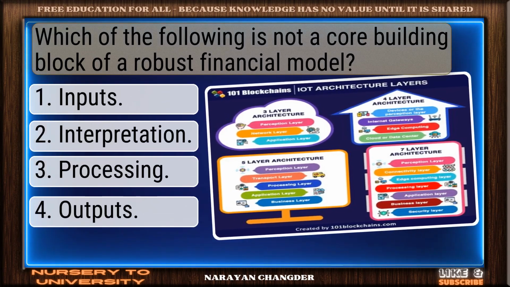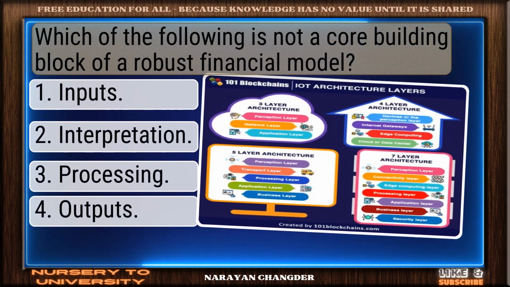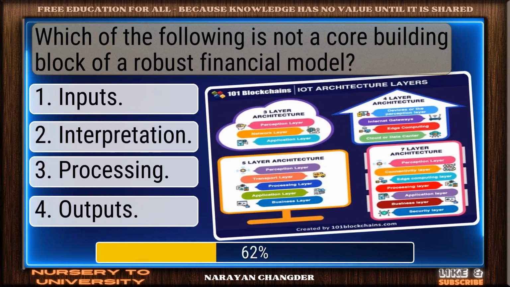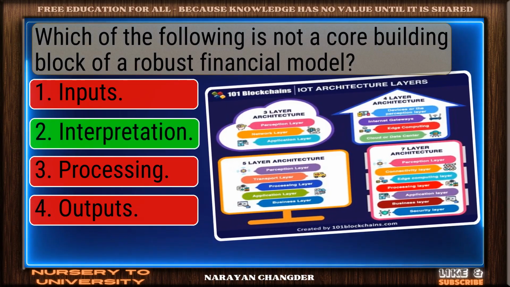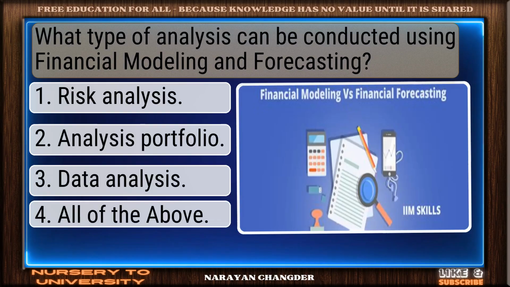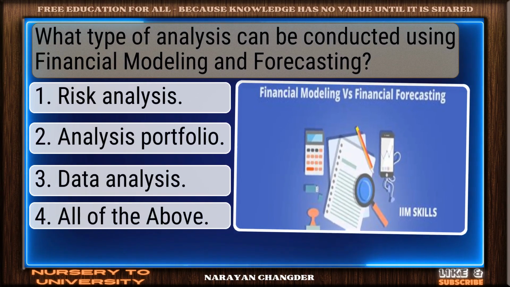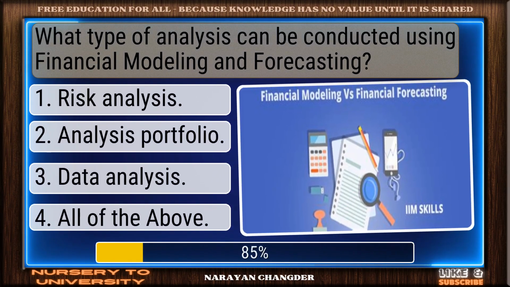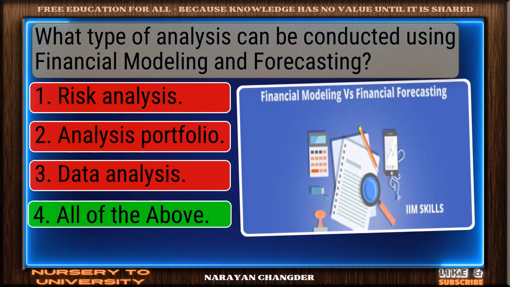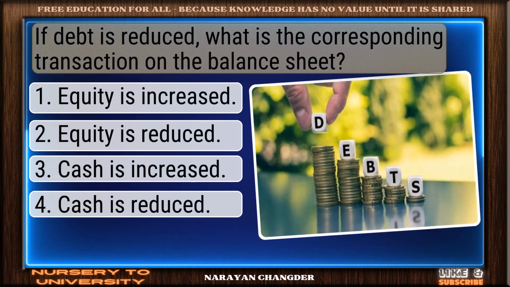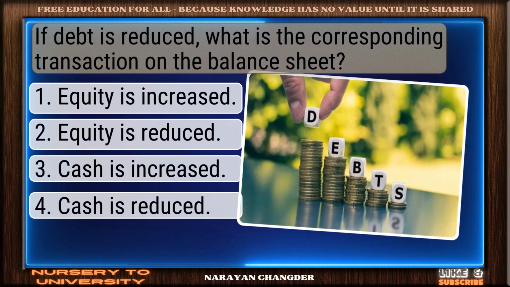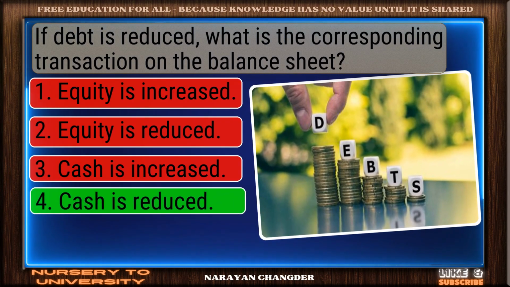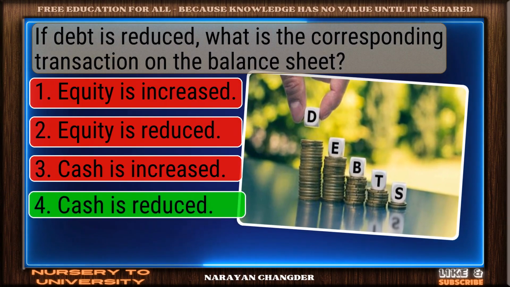Which of the following is not a core building block of a robust financial model? Right choice. Interpretation is the best answer. What type of analysis can be conducted using financial modeling and forecasting? Bravo. All of the above is the answer. If debt is reduced, what is the corresponding transaction on the balance sheet? Good job. Your answer, cash is reduced, works well here.